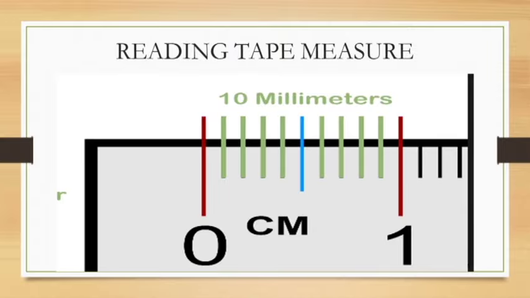In terms of reading the tape measure, the smallest unit of measurement that you have is recorded as 1 millimeter. So if you have to read from 0 up to where there is an indication of 1, it means that is not 1 millimeter. Your 1 millimeter is going to be this one. Then it's going to be 1, 2, 3, 4, 5, up until you get to 10.